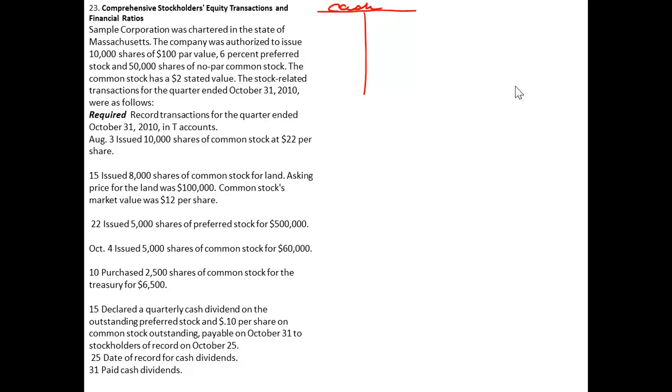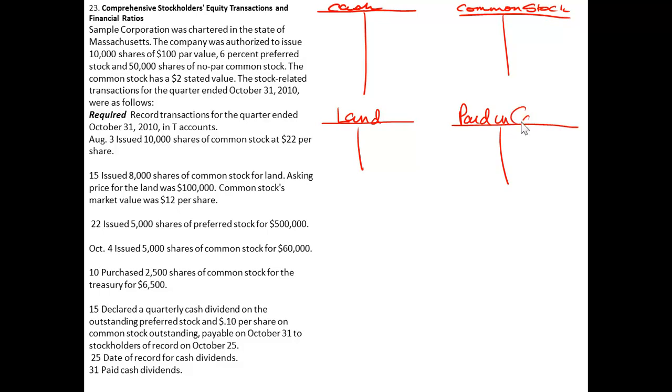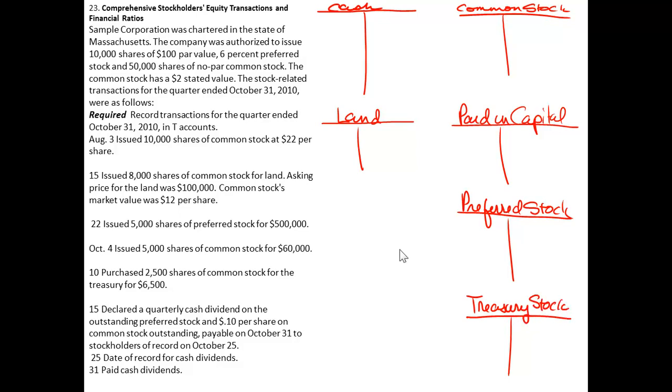So we need a T account for cash, one for common stock, one for land, one for paid-in capital, one for preferred stock, one for treasury stock, one for dividends payable, or cash dividends payable if you prefer, and one for dividends or cash dividends. So let's see what we do.